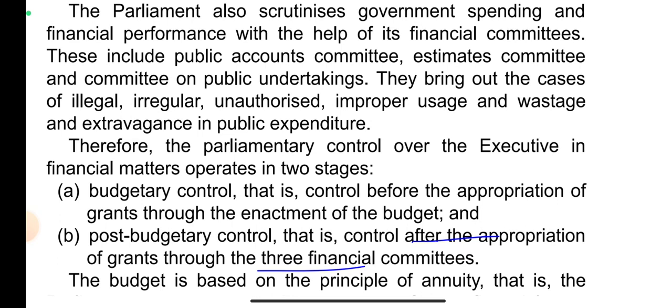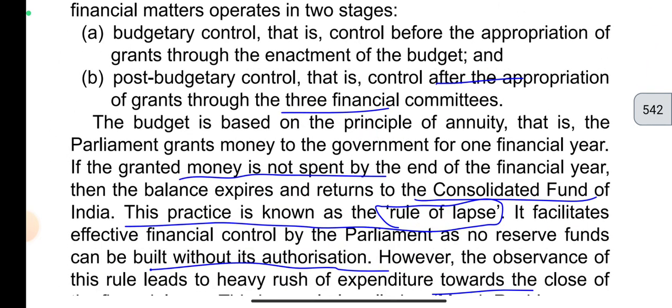These include Public Accounts Committee, Estimates Committee, and Committee on Public Undertakings. They bring out the cases of illegal, irregular, unauthorized, improper usage, and wastage and extravagance in public expenditure. Therefore, the parliamentary control over the executive in financial matters operates in two stages: budgetary control, that is, control before the appropriation of grants through the enactment of the budget, and post-budgetary control, that is, control after the appropriation of grants through the three financial committees.